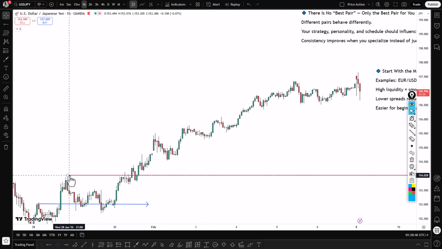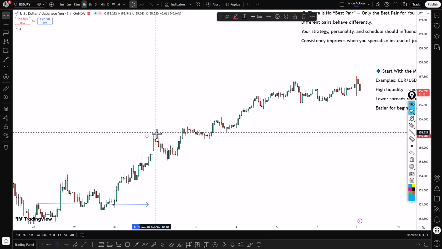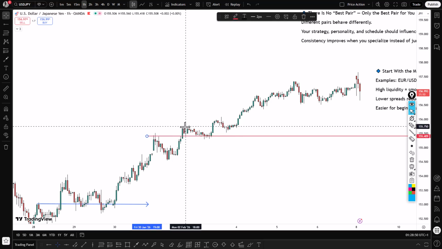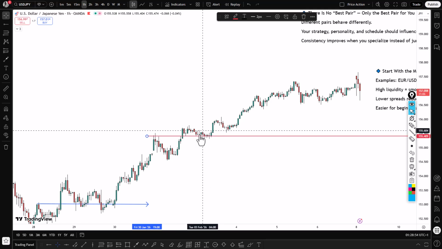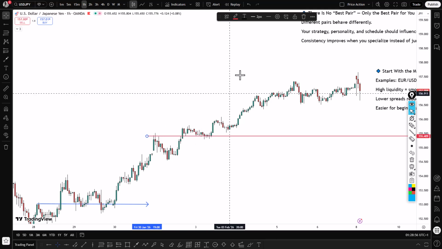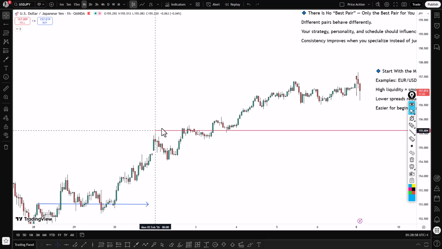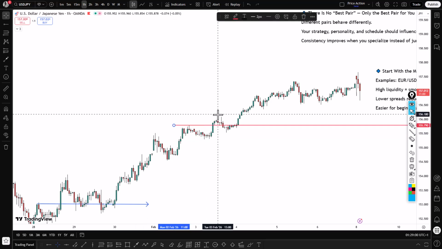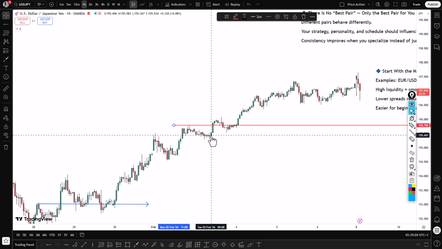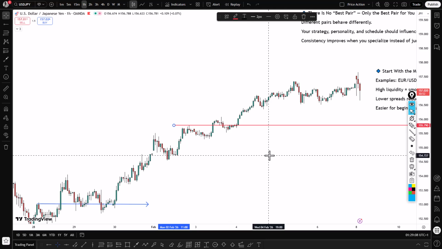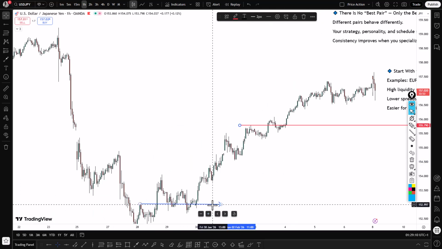Another example here: resistance, and then eventually price broke above this resistance level. When resistance gets broken, it turns into support, and you can see that after it acted as support here, price continued moving up. The same thing here: resistance, price broke it, turned into support, continued moving. If you're trading these heavily traded instruments, you're going to see this time and time again.